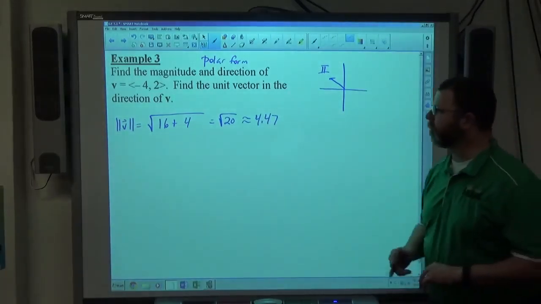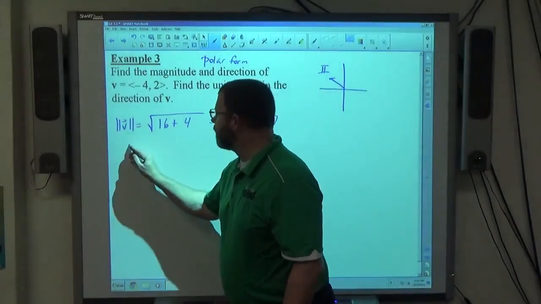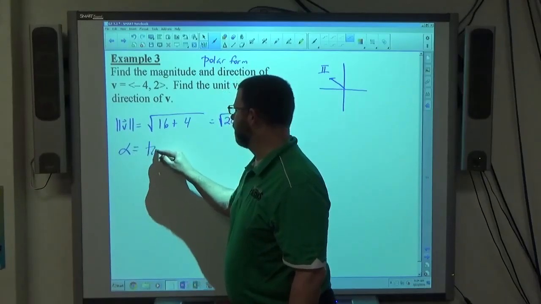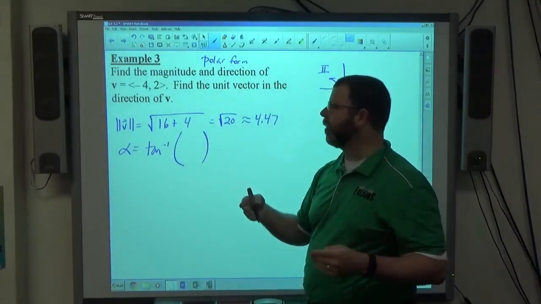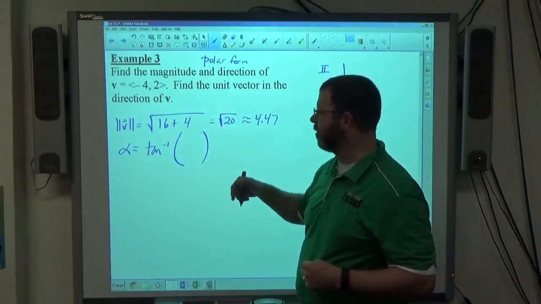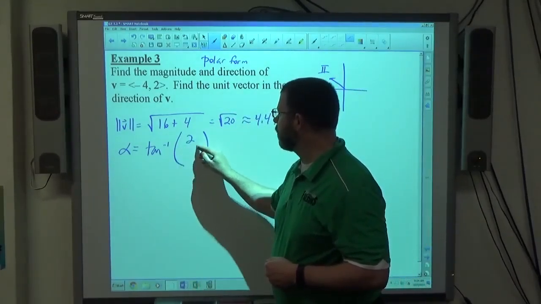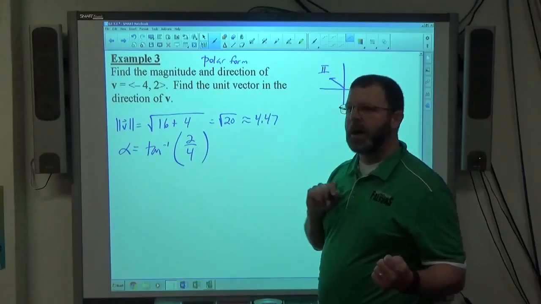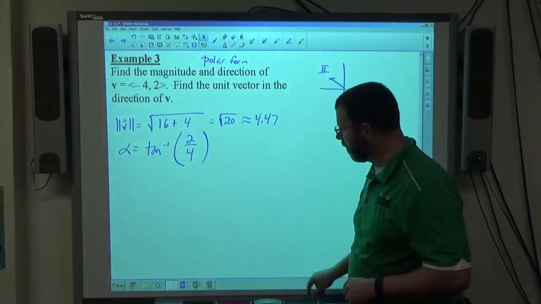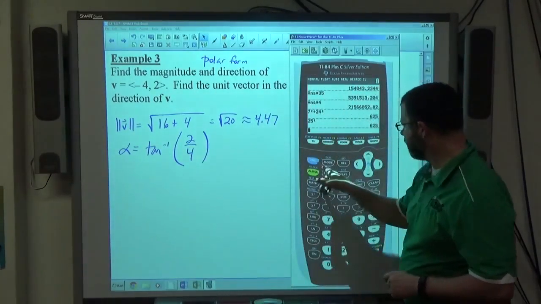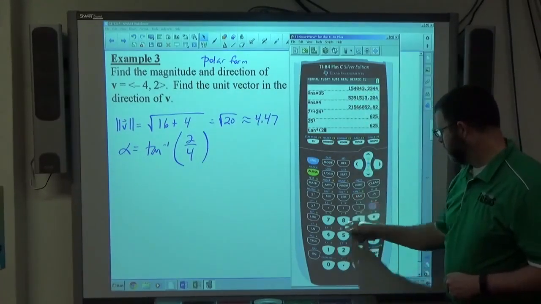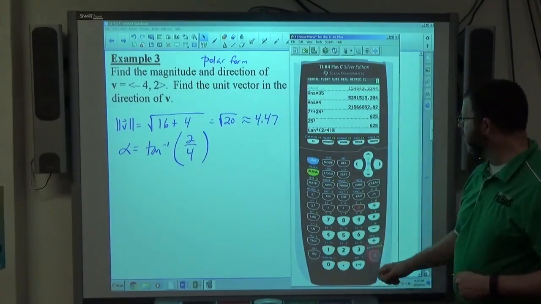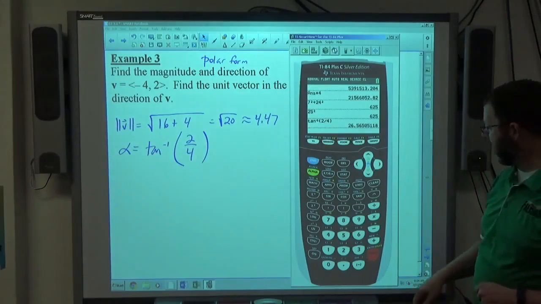So 4.47. The reference angle alpha, going back to Algebra 2, is the inverse tangent of the absolute value of the vertical over the horizontal. Vertical over horizontal, absolute value bars make things positive. So I had inverse tangent of 1/2 or 2/4, take your pick. I am in degrees, so the inverse tangent of 2/4 is 26.57 degrees.